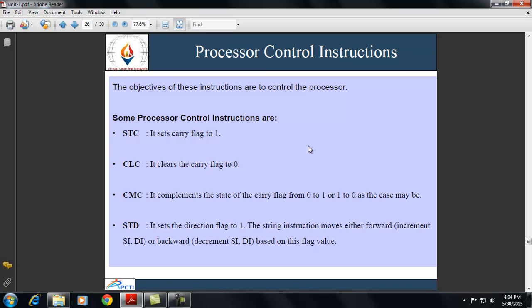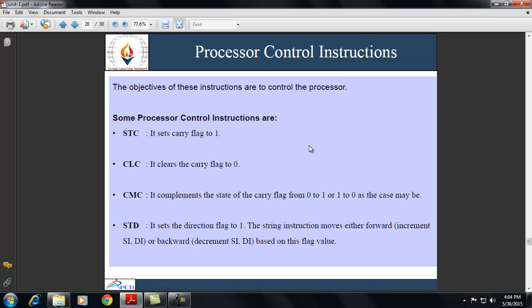Next are processor control instructions. Some of the processor control instructions are STC, which sets the carry flag to 1; CLC, which clears the carry flag to 0; CMC, which complements the state of the carry flag, from 0 to 1 and 1 to 0 as the case may be. Similarly, STD sets the direction flag to 1.